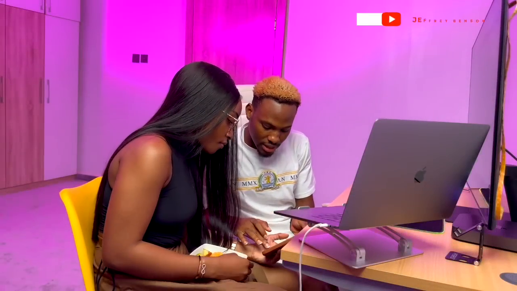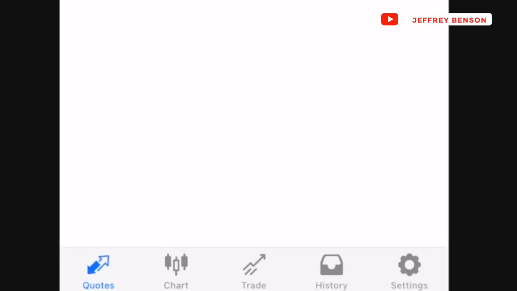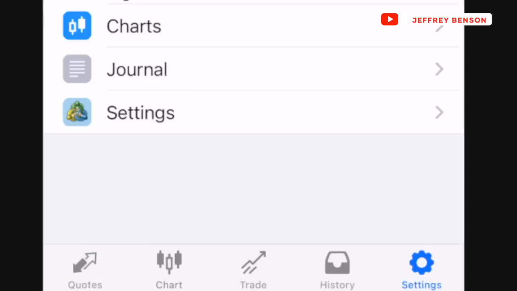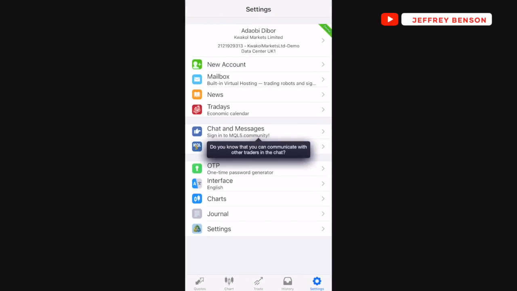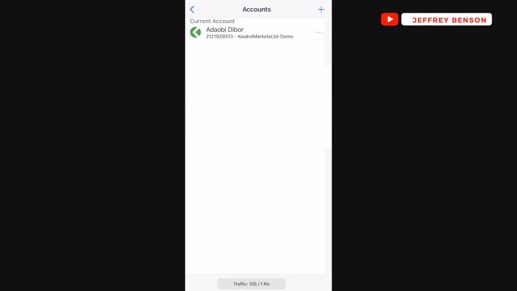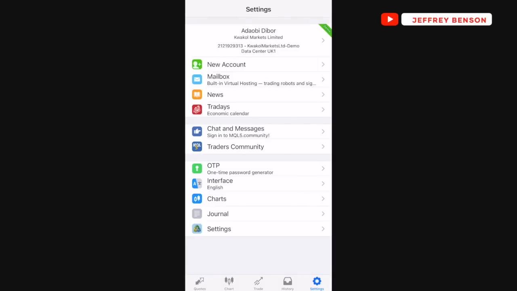So now, since you're here, first, you see the bottom. This is quotes. This is charts. This is trade. This is history. This is settings. Remember, it was settings we went to when we logged you in for your demo account. You click on the plus sign, click on this one, and we logged you in. That's our settings where you log in. In settings is also where you change your candle settings.